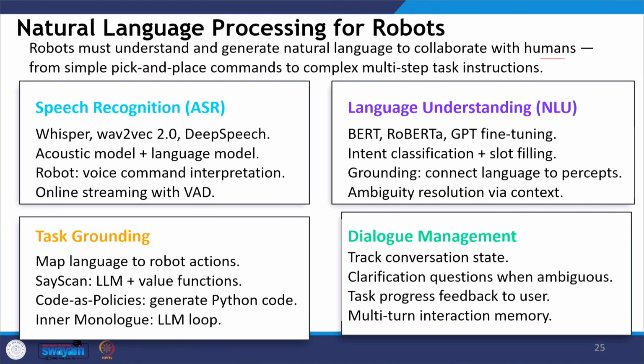Then next important concept of AI which is used in robotics is the natural language processing for the robots. Okay. Robots must understand and generate natural language to collaborate with humans. Basically, this is very much important where we are talking about the human robot interaction. Okay. So, the communication with the robot and based on the commands or tasks given by the human, the robot can behave. Okay. So, it has various components comprising recognition of the speech, okay, and language understanding, task grounding as well as the dialogue management.